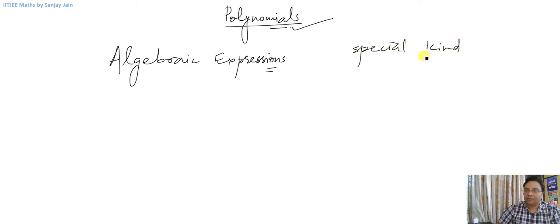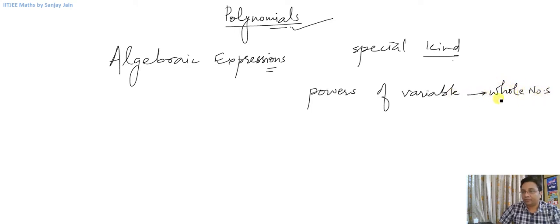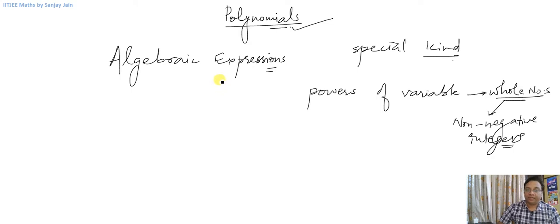Special kind of algebraic expressions where the powers of variable are whole numbers, right? Or you can say non-negative integers. So if I have to say a definition for polynomials, these are just the algebraic expressions with non-negative integral powers of the variable.